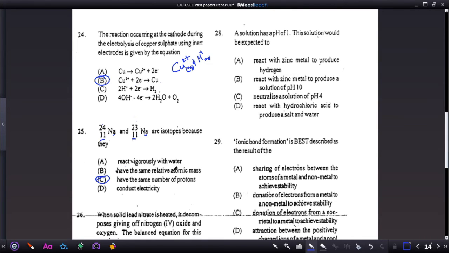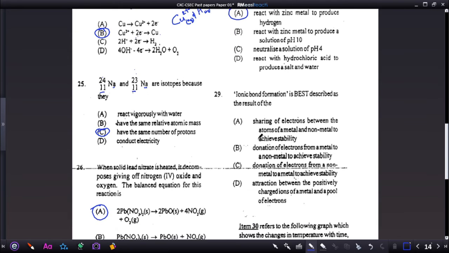So A, react with zinc metal to produce hydrogen. Another option: react with zinc metal to produce a solution of pH 10, neutralize a solution of pH 4, or react with hydrochloric acid to produce salt and water. It's already an acid, so why would it react with another acid? So the answer is A, react with the zinc metal to produce hydrogen.